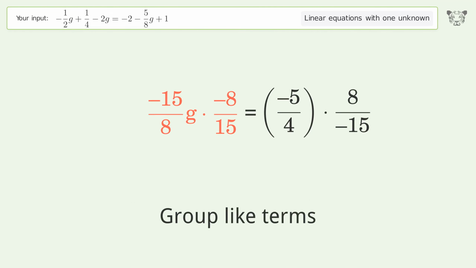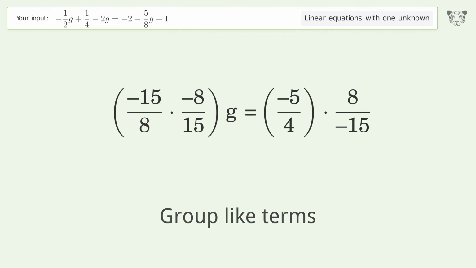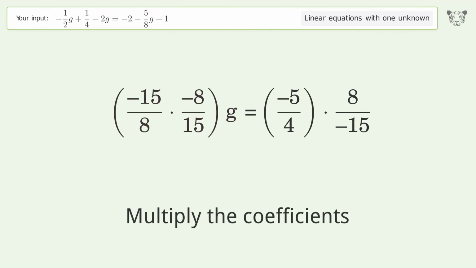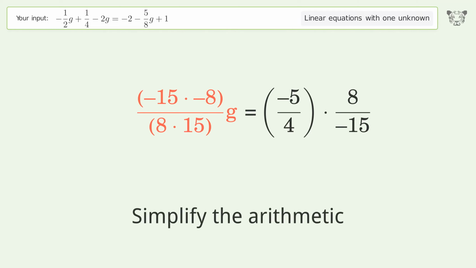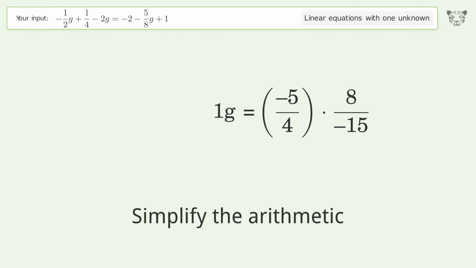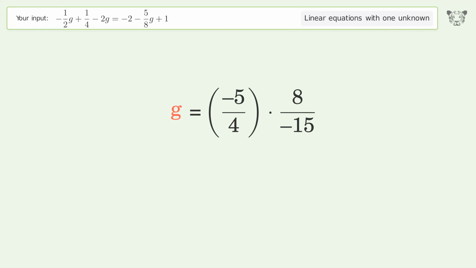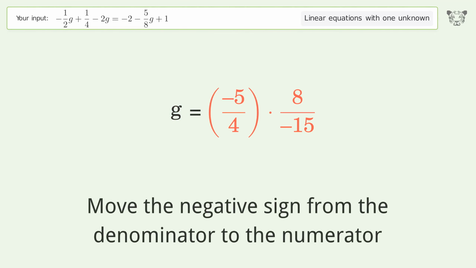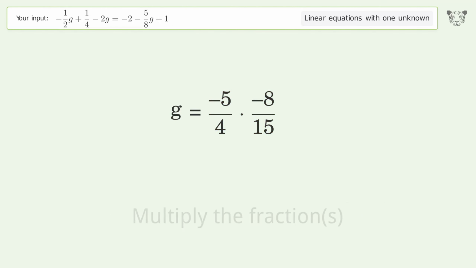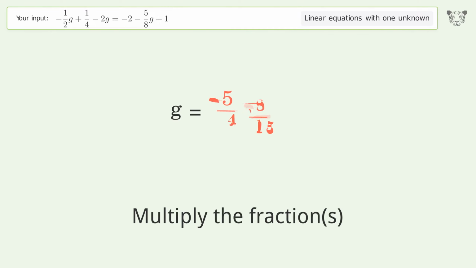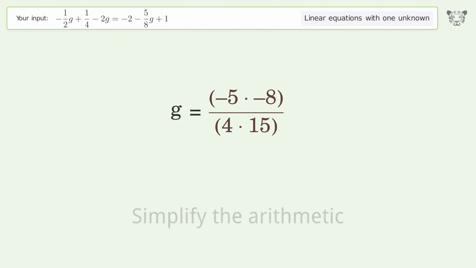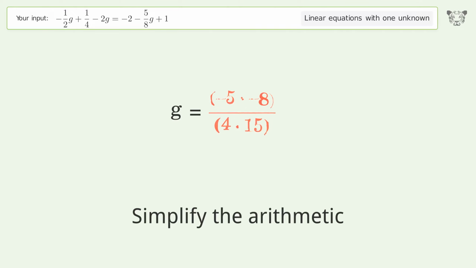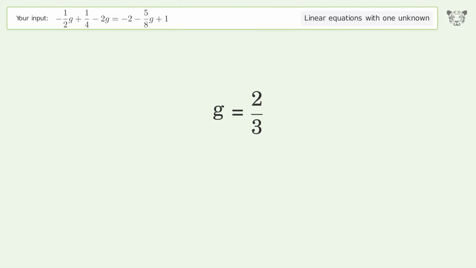Group like terms. Multiply the coefficients. Simplify the arithmetic. Move the negative sign from the denominator to the numerator. Multiply the fractions. Simplify the arithmetic. And so the final result is g equals 2 over 3.